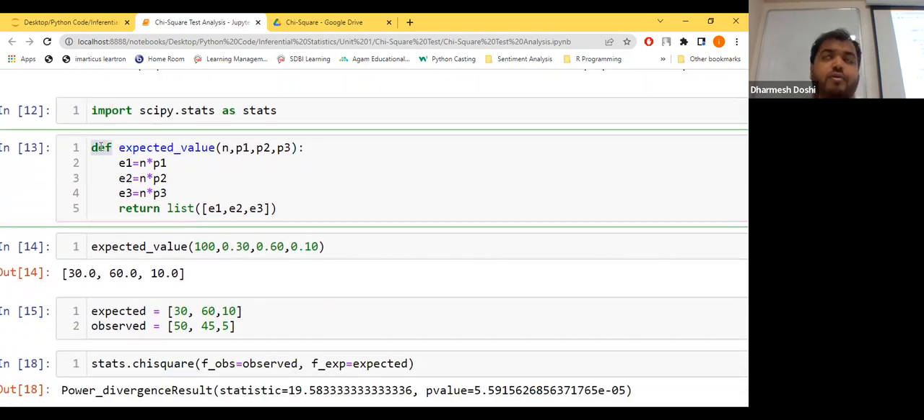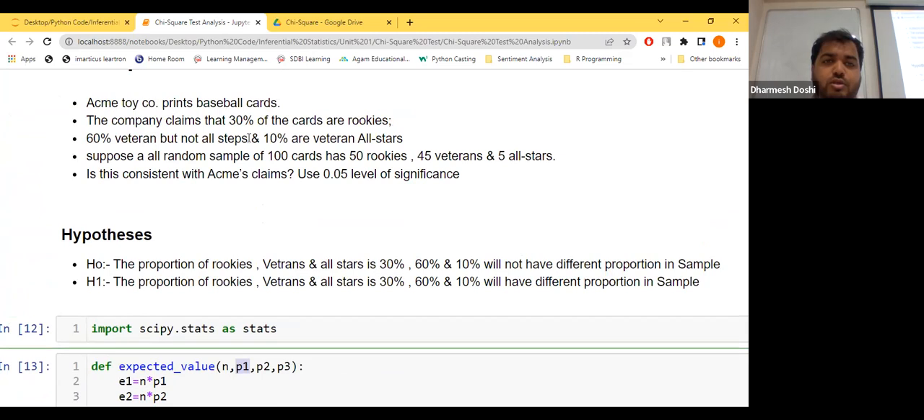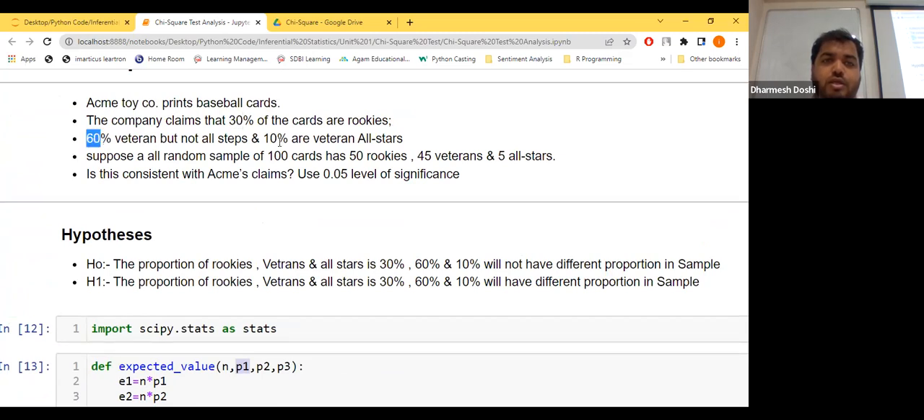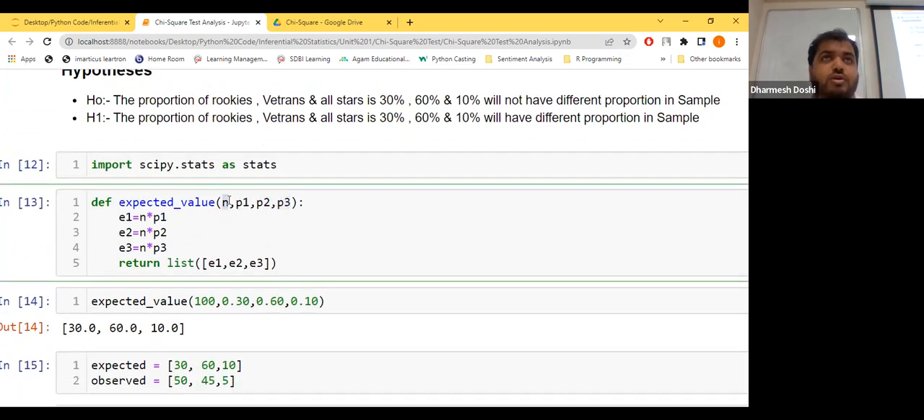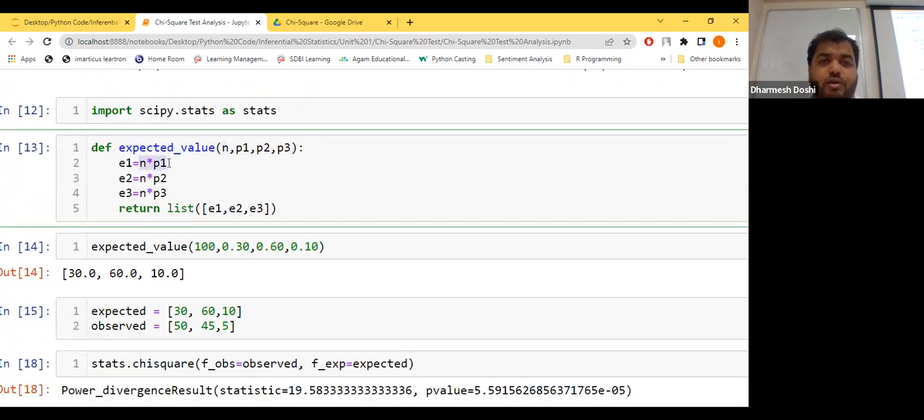Now you can see the DataFrame. I want to compute the expected value. This is the formula: N into P. N means 100. P means the first proportion. P1 is 30, P2 is 60, P3 is 10. N is 100. So N into P1, N into P2, N into P3 gives me E1, E2, E3. Till here, are you clear?